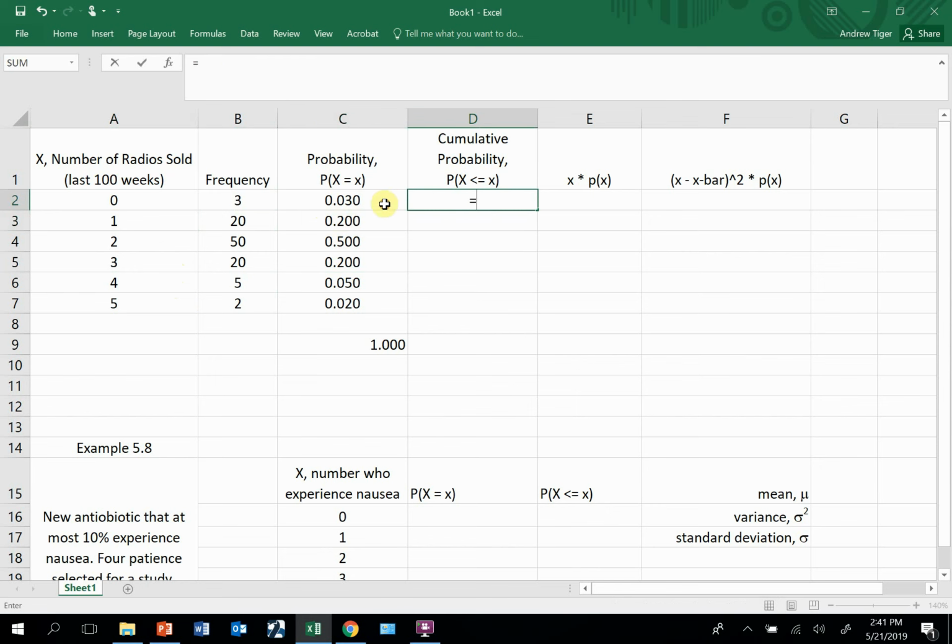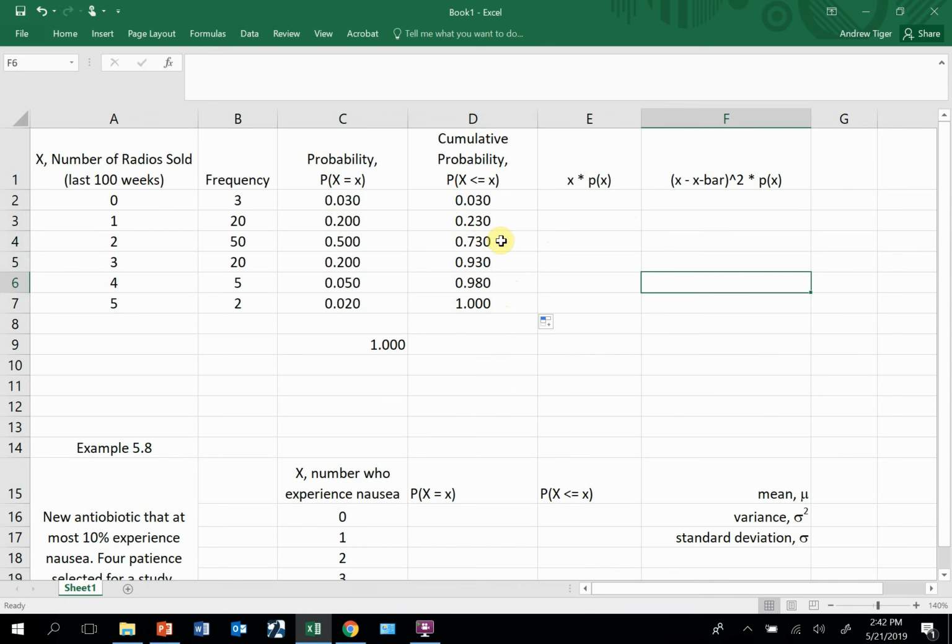An easy way to do this in Excel is that you bring the first one over, and after that you take the number above it plus the number to the left. So if you've already calculated your probabilities, you can get your cumulative by taking the cumulative above it, plus the probability to the left.